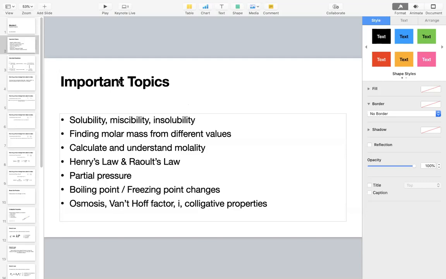So here's a list of some of the important topics that hopefully you should be able to conceptualize in your head and understand. So solubility, which we're familiar with, molar mass, which you're going to see is just bouncing back between different values or different ways of measuring things. Molality, some laws, some colligative properties, and osmosis.